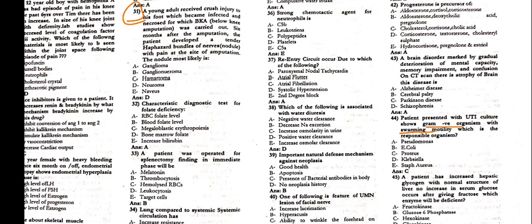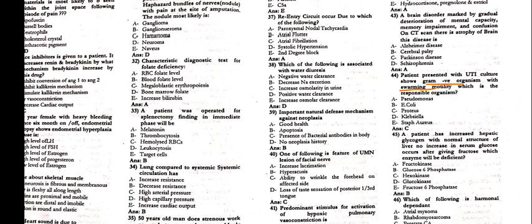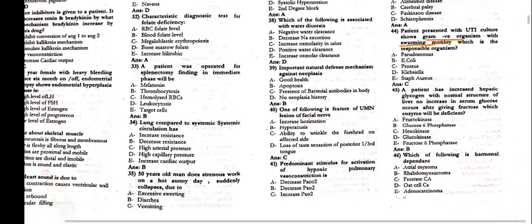43, the brain disorder marked by gradual deterioration of mental capacity, memory impairment, and confusion. The CT scan shows atrophy of the brain. This disease is Alzheimer's. 44, the patient presented with a UTI, culture shows a gram-negative organism with swarming motility, which is the responsible organism? That is C, the Proteus.